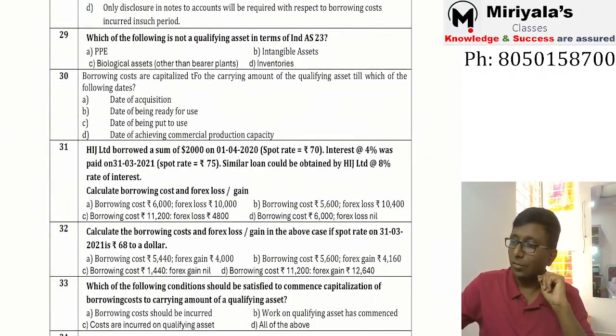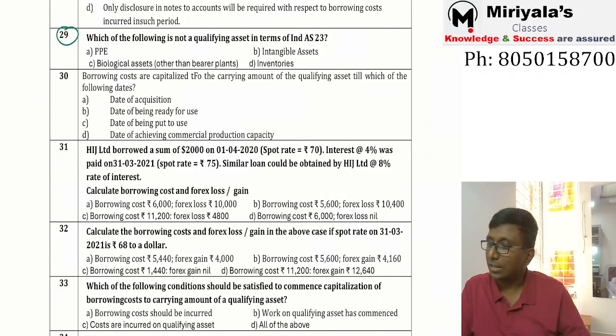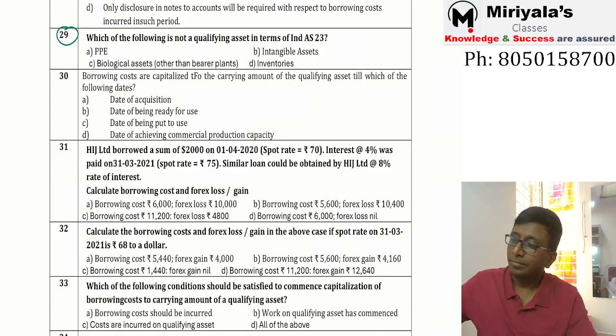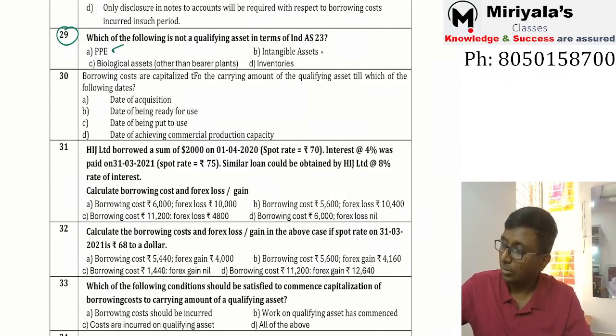Next, 29. Which of the following is not a qualifying asset? Which we spoke of already. Property, plant and equipment? Yes, it's going to be. Intangible? Yes. Inventory? Yes. Biological assets other than bearer plant? No. Why?